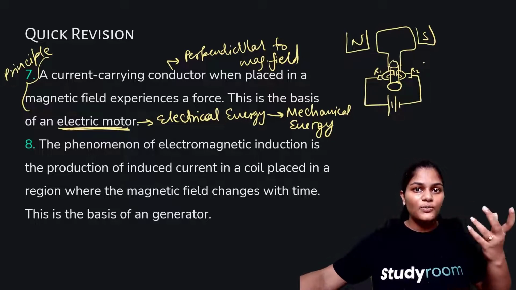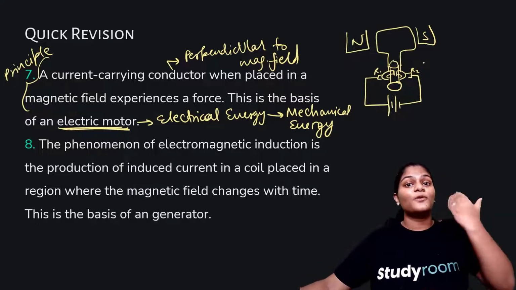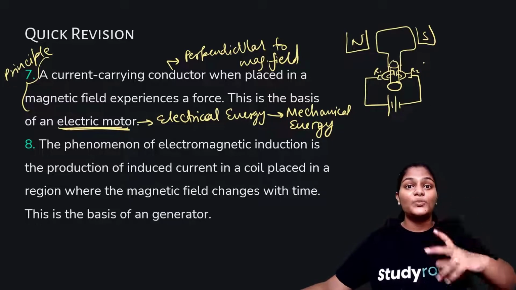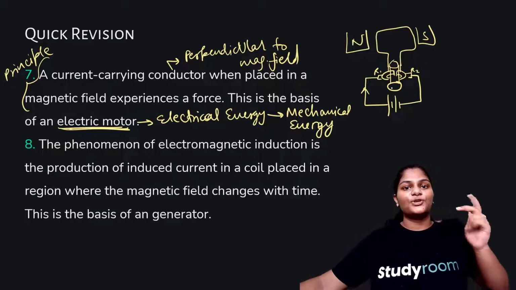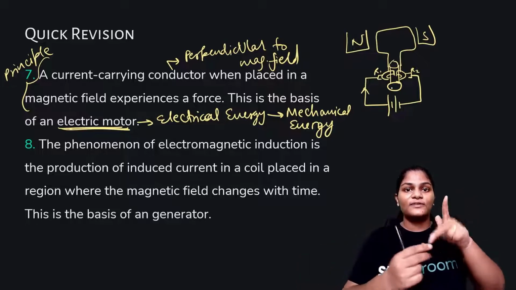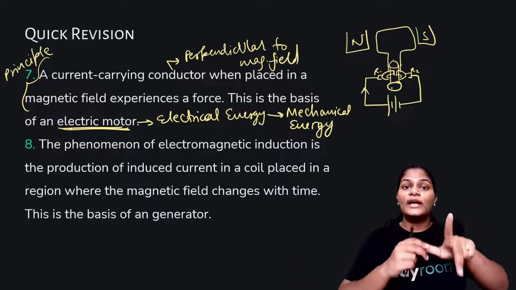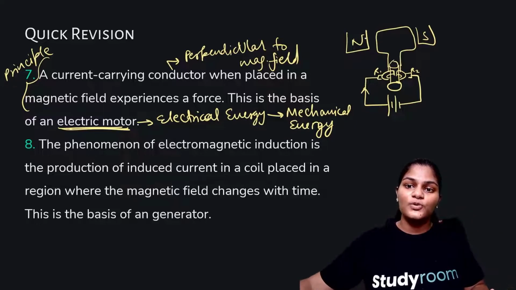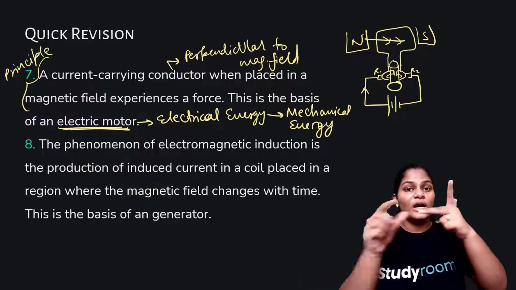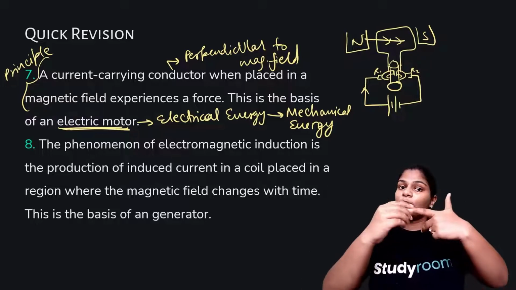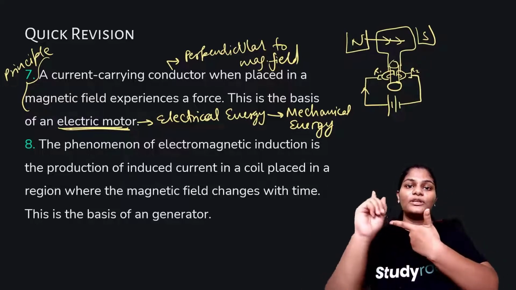So here what was happening? We were providing the electrical energy. That means we are providing the current. And then according to the direction of current, we used Fleming's left hand rule to calculate the direction of force. Why? Because we also know the direction of magnetic field, north to south. So we know current direction, we know magnetic field direction, we can find out the force.